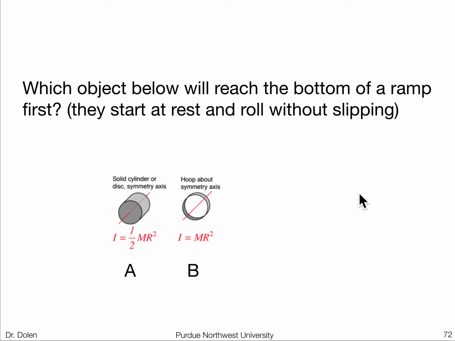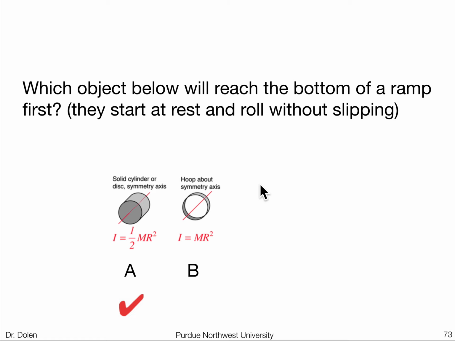Okay, so I'll move on to the next slide here. The answer here is A. So it turns out the solid cylinder is going to reach the bottom of the ramp first. Okay, we can understand that from an energy perspective. Both of these objects start with the same initial kinetic energy of 0. They're not moving or rotating. They both start with the same gravitational potential energy. They're both at the top of the ramp at the same height.